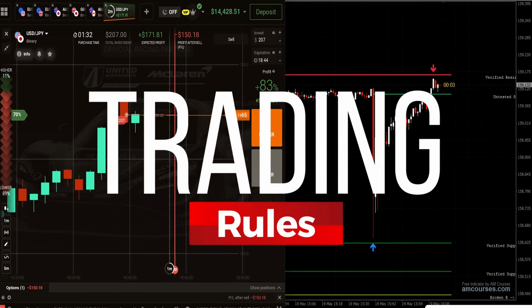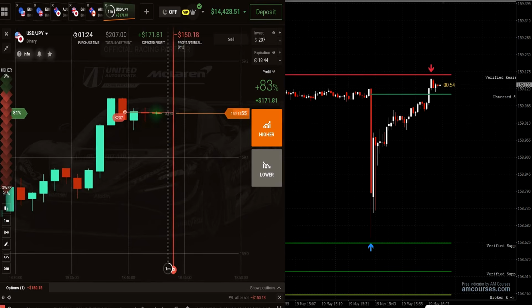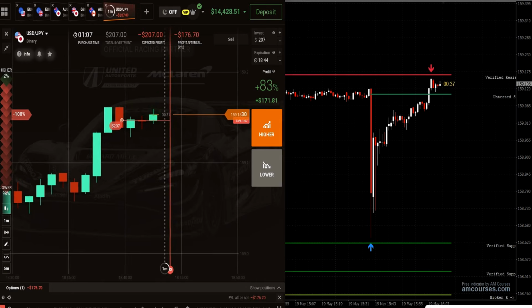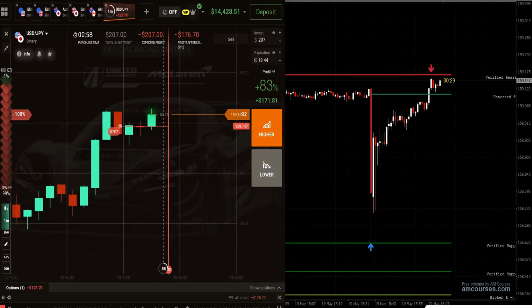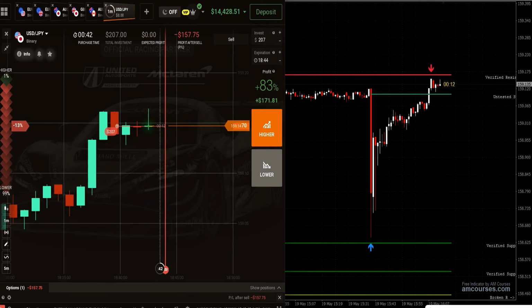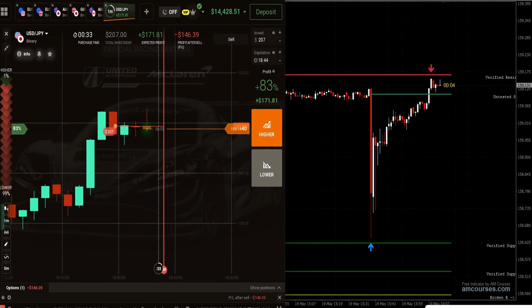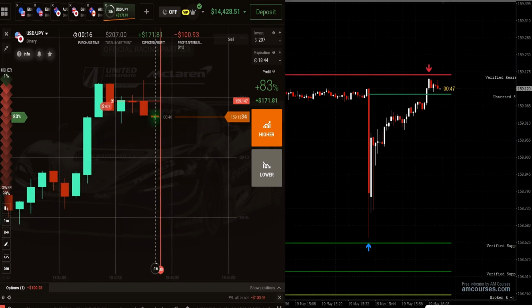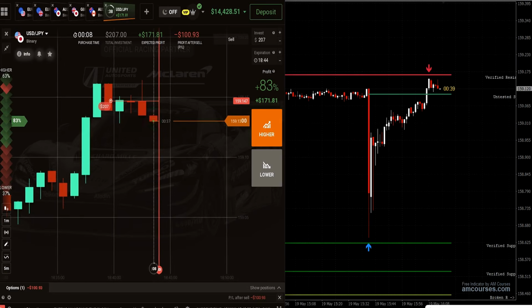Let's break down the rules. Our foundation is built on a 1-minute candle time frame, and every single trade we take will have a strict 5-minute expiry. For a buy trade, we look for two conditions to align perfectly. First, the Blue Sky indicator must print a bullish buy signal. Second, and most importantly, that signal must appear right at our custom major support level.